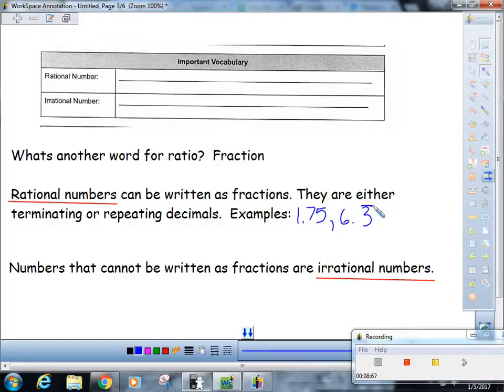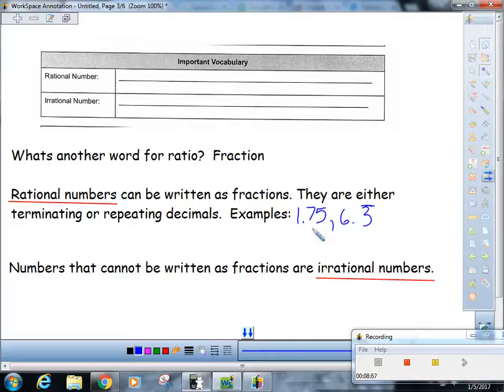I don't know if you know this or not, because our number sense isn't the best anymore, but you could also write these as mixed fractions. What's 6.3 repeating as a fraction? 6 and 1/3. What's 1.75 as a mixed fraction? 1 3/4, okay?